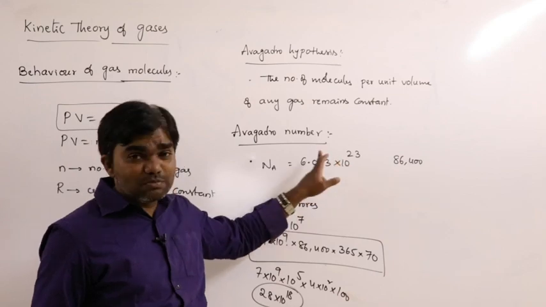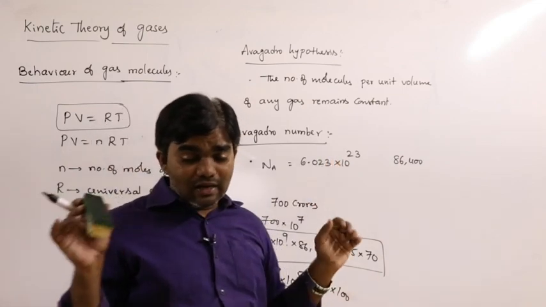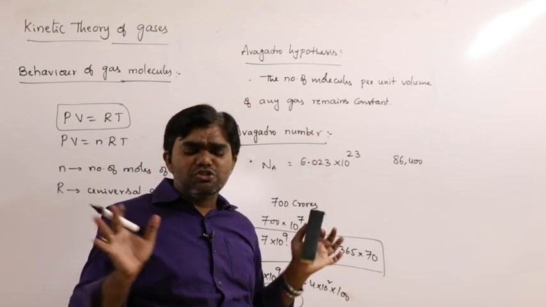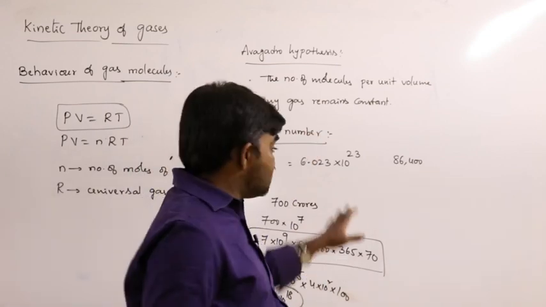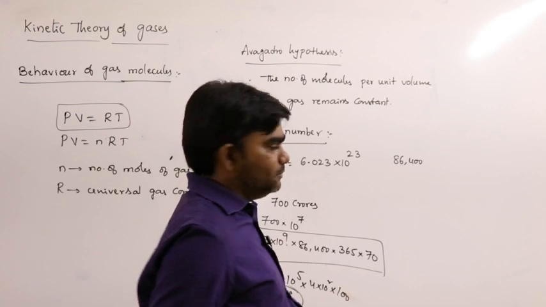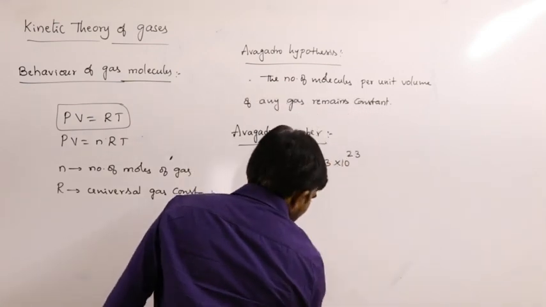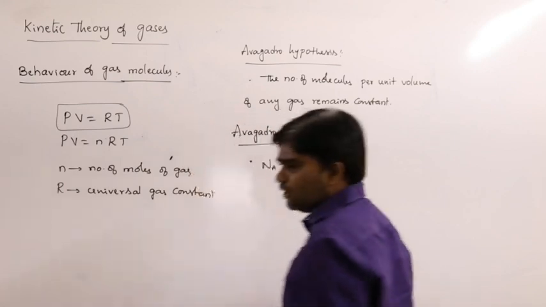But the Avogadro number is this much big. It is a huge number, and it is not possible to count. So next, this is Avogadro's hypothesis and the Avogadro number.